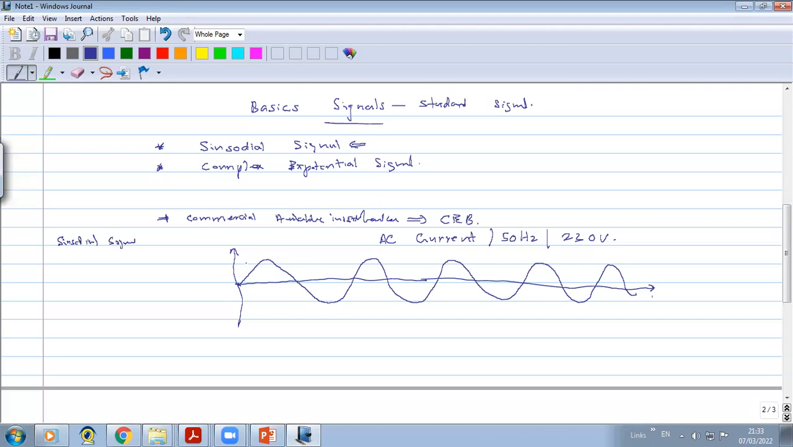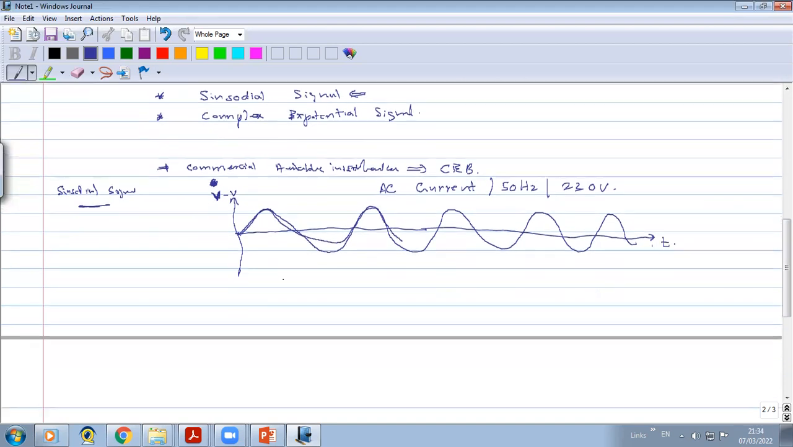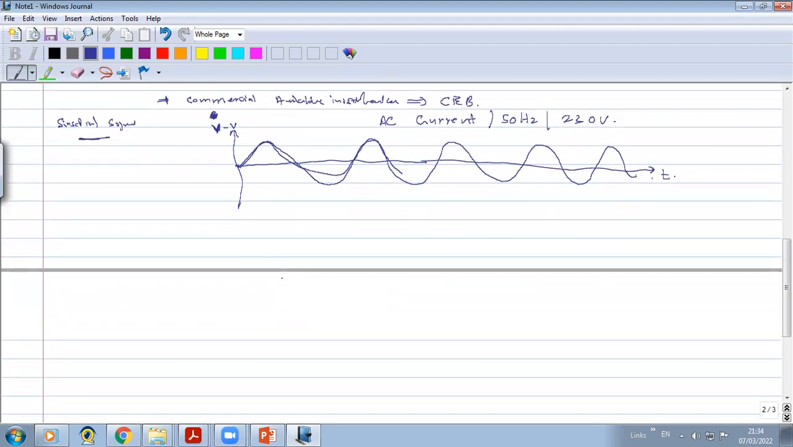So here it may be a voltage or current. Normally it is a voltage, measured in volts, and this is time. The voltage is changing according to time like this. This is called a sinusoidal signal. These sinusoidal signals are very important because most often we have to come across these types of signals.